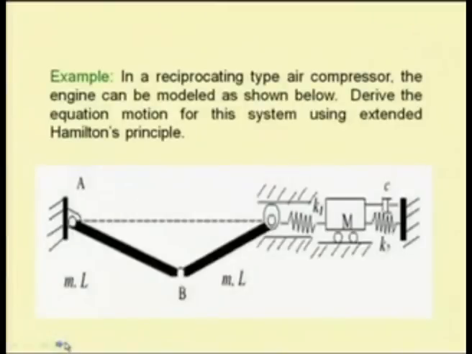So, let us consider one more, slightly more complicated example. I will take a 2 degree of freedom system. This is a slider crank mechanism, consisting of 2 links, and at this end it is connected to a spring, and then we have a mass and a spring and damper system.